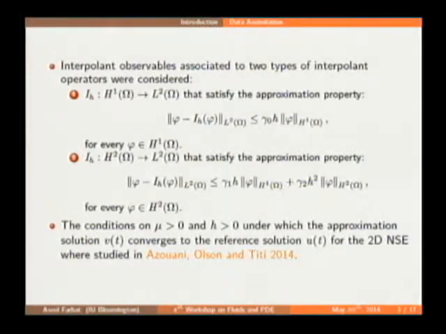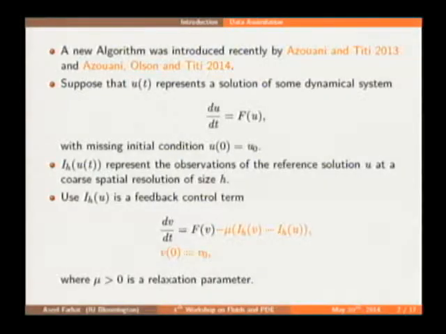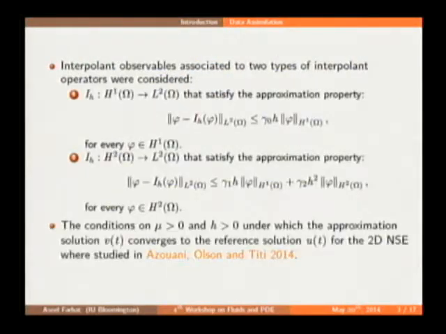So you see, when we added the feedback control, I added the feedback control with some coefficient mu being positive. They call it the relaxation parameter. And in the 2014 paper, they studied and found the conditions on this mu and this h, such that the approximate solution goes towards the reference solution for the 2D Navier-Stokes exponentially in time.